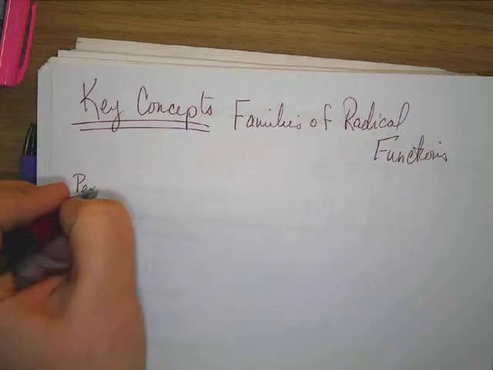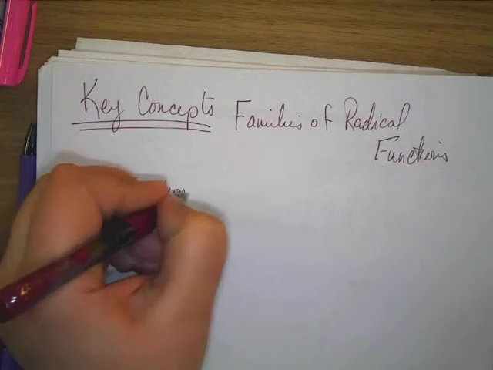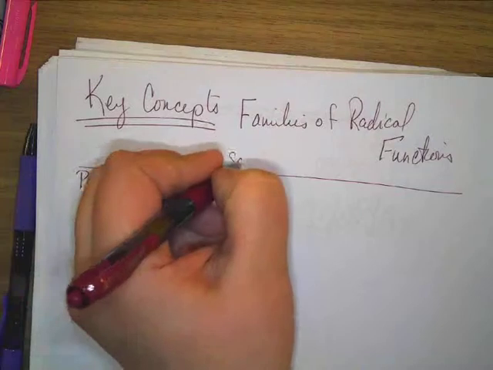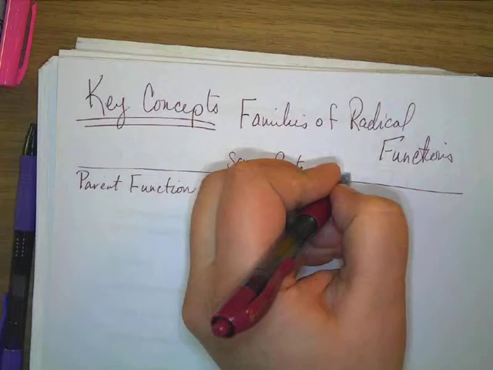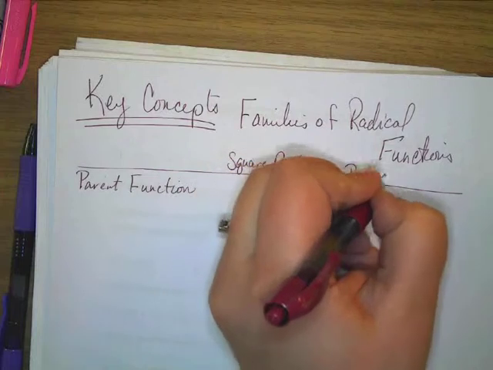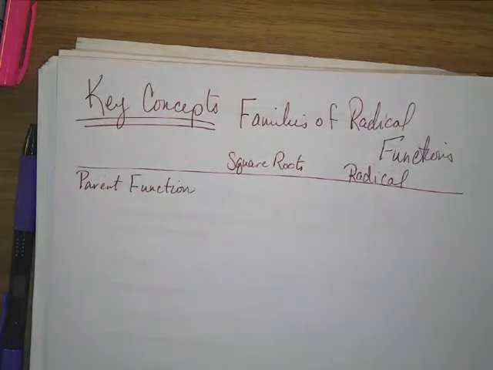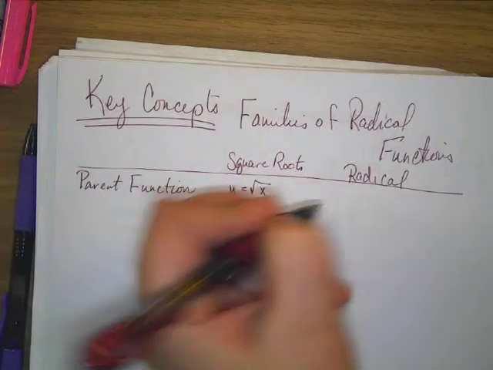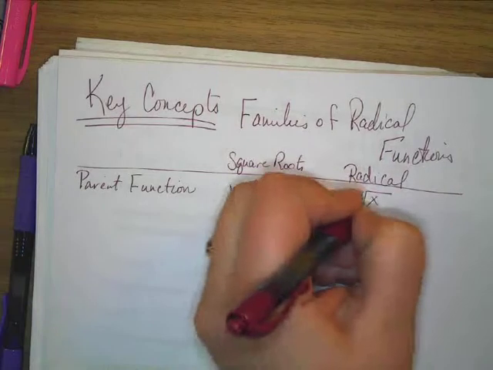So the first thing we're going to do is parent functions. We have two different types that we're looking at here. We're going to look at square roots specifically because we talk about them a lot. And then we're going to ask, how does this extend to other radical functions? The parent function of this looks like the square root of x. The parent function of this is the nth root of x.